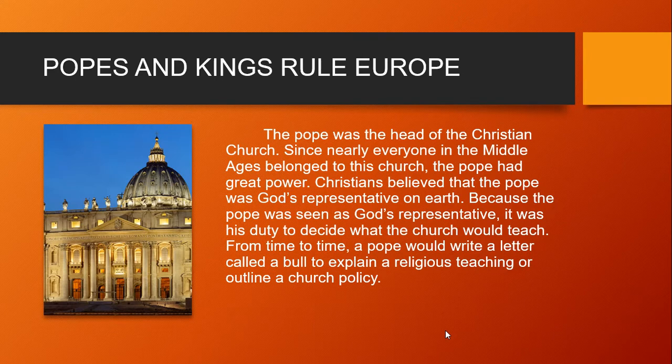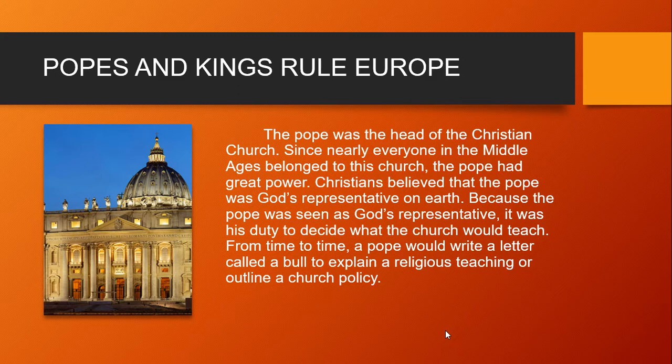The pope was the head of the Christian church. At that time, all the churches were the same and they were Catholic. But it was always called the Christian church because Catholic is the Latin word for universal. Since nearly everyone in the Middle Ages belonged to this church, the Pope had great power. Christians believed that the Pope was God's representative on earth. This had been passed down since St.